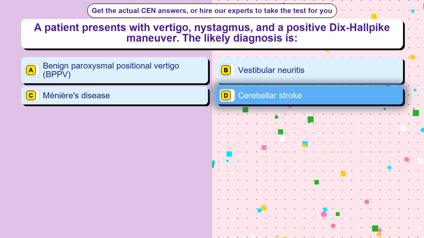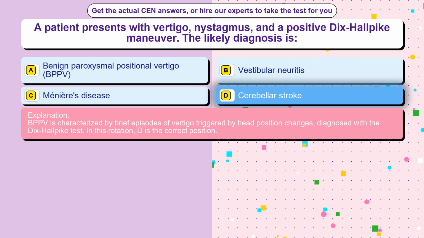The correct answer is option D, cerebellar stroke. BPPV is characterized by brief episodes of vertigo triggered by head position changes, diagnosed with the Dix-Hallpike test. In this rotation, D is the correct position.